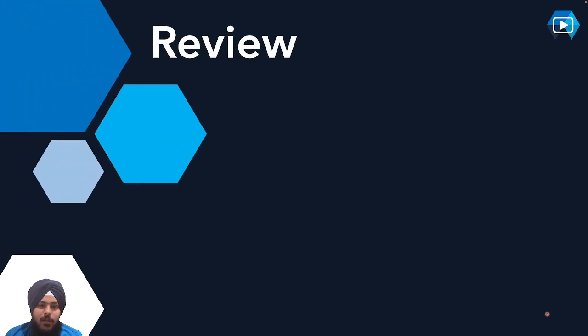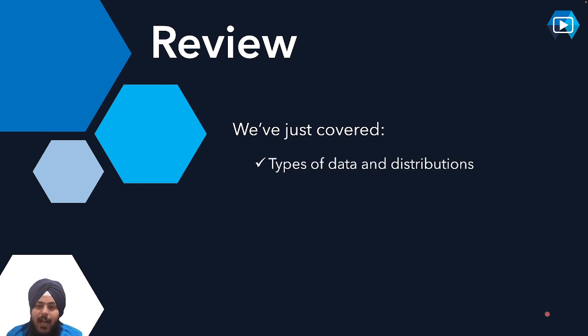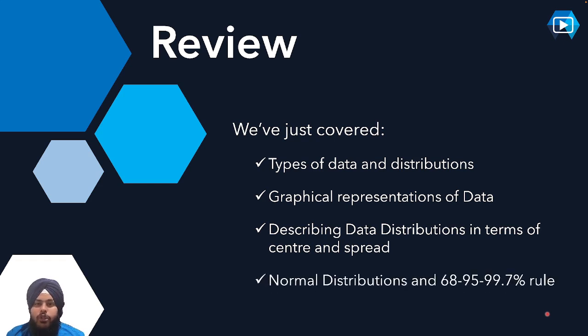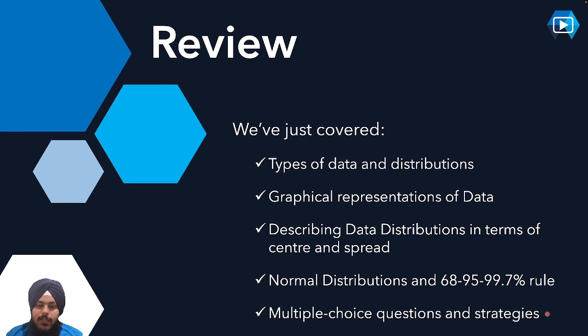Okay, so that was it for today's lesson. We'll just do a quick review of what we have covered. We've covered the different types of data and their distributions. We've looked at the graphical representations of data, both numerical and categorical data. We've looked at how we can describe data distributions in terms of center and spread. And we've looked at the normal distribution and the 68, 95, 99.7% rule. And we've also looked at some multiple choice questions and strategies.